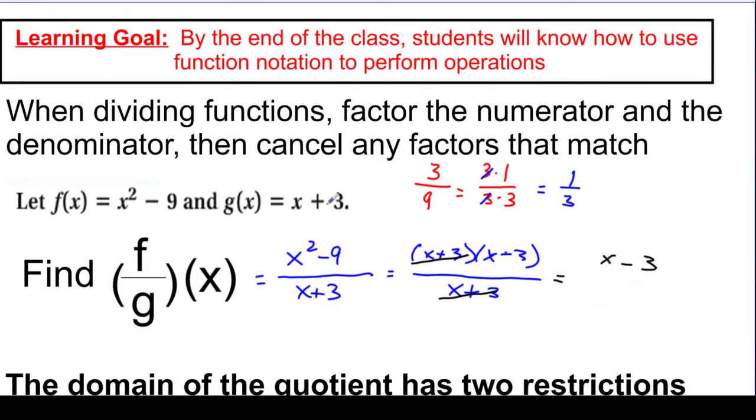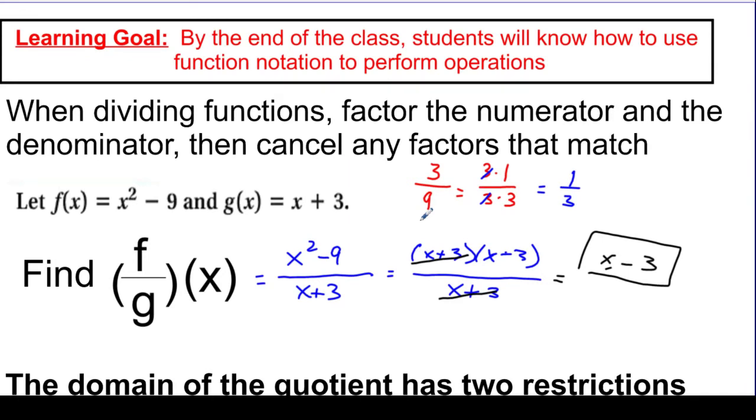So my final answer to their problem, what is f over g of x? Well, the answer is that it is this expression, x minus 3. That's the division part of it. Set it up in a fraction, factor the expressions, cancel out anything that will cancel. The other part of this is that we need to declare the domain for this function, f over g of x.